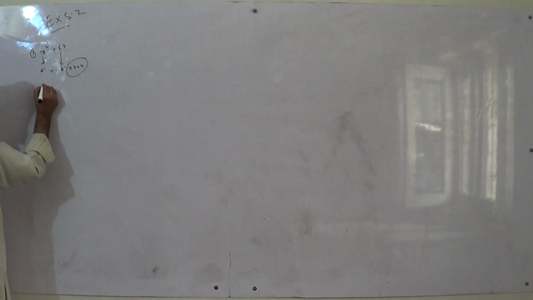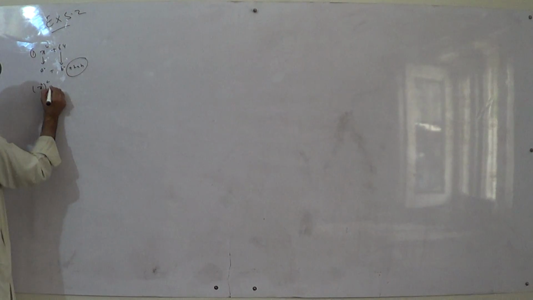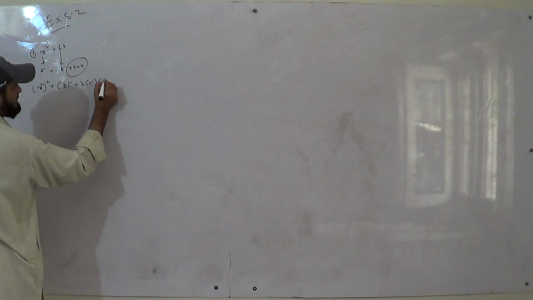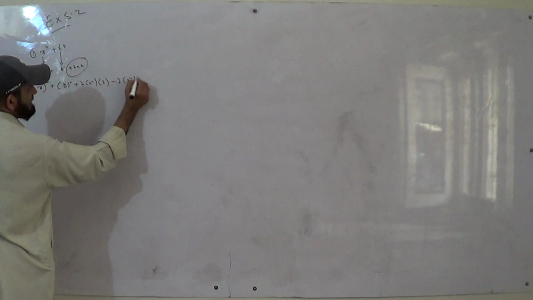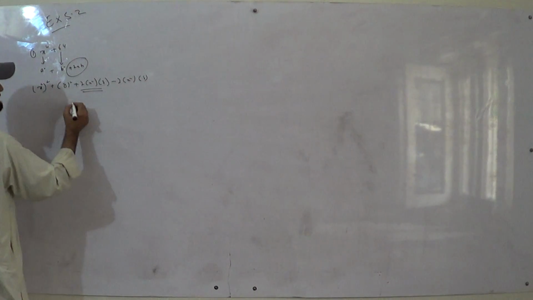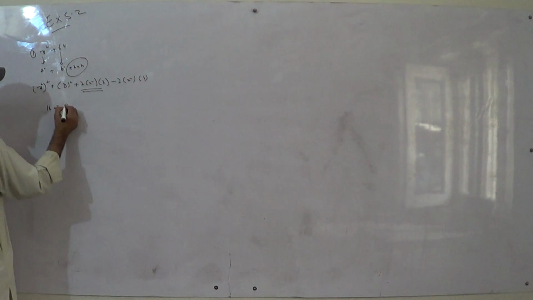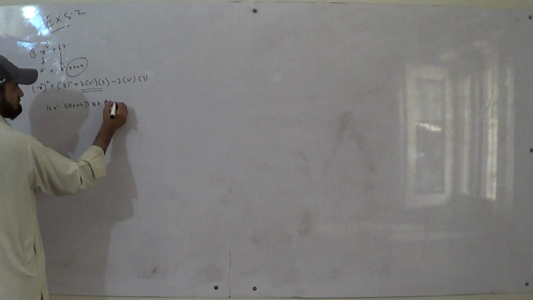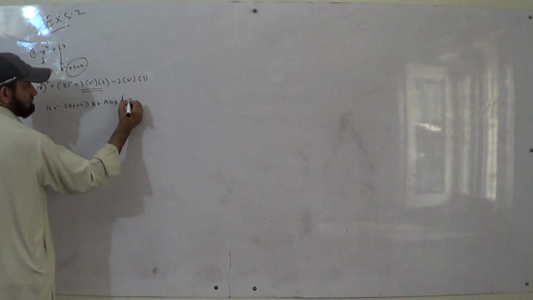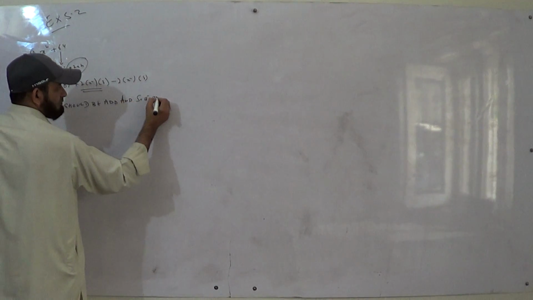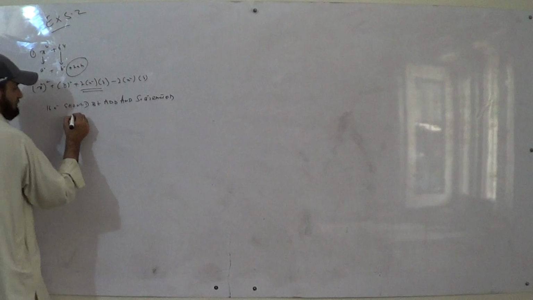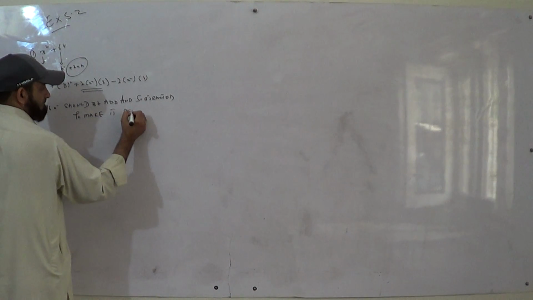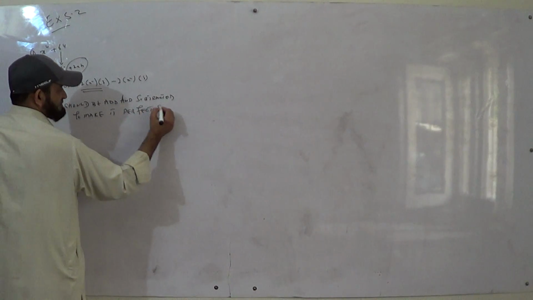Now this will be x square. What is 4 plus b square plus 2ab minus 2ab? What will be the 16x square? It should be added and subtracted to make it a perfect square.